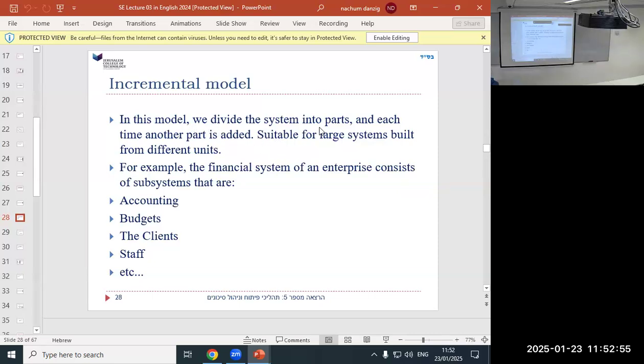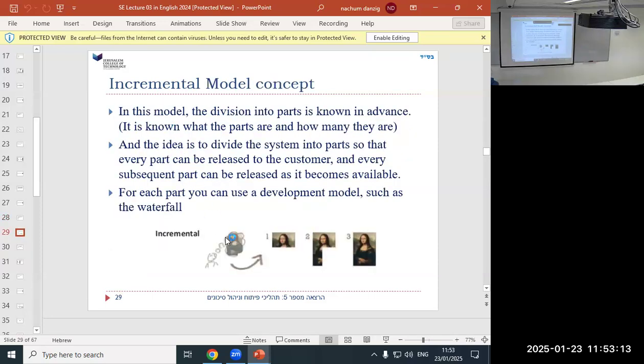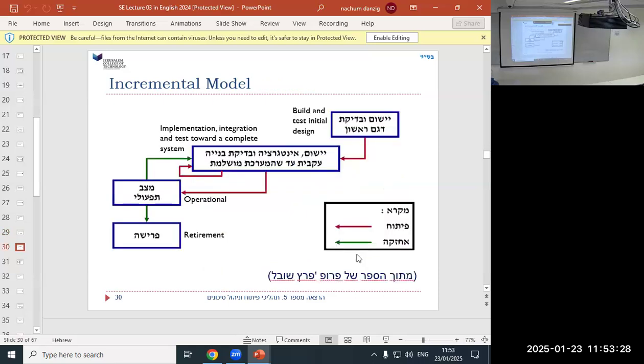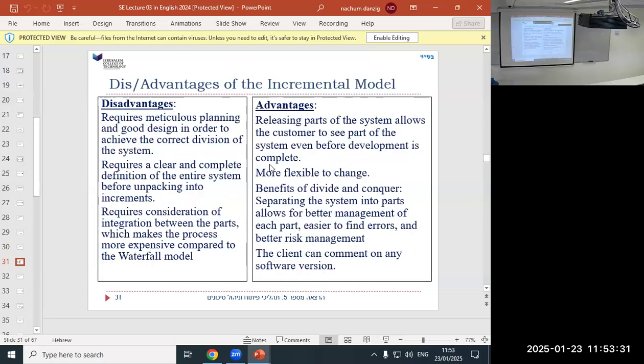You divide the system into parts, and each time another part is added, for example, the financial system of the enterprise. There are subsystems that are accounting, budgeting, clients. So you figure out what the subsystems are, and you add them as you go. So here's this picture that you first have some kind of fuzzy idea of what you want, and then you do the first part, and then the second part, and then you add the third part. That's incremental.